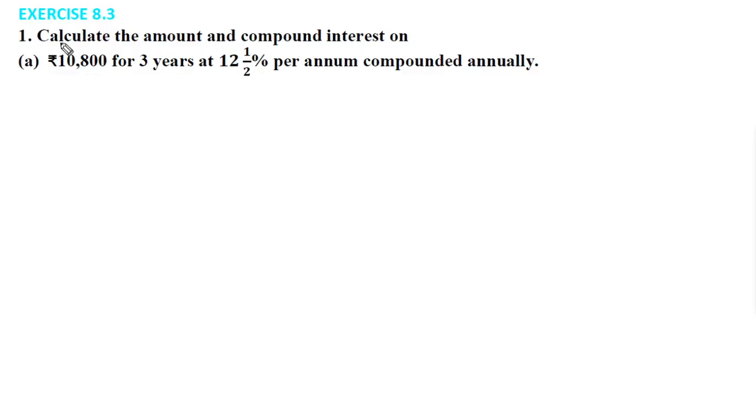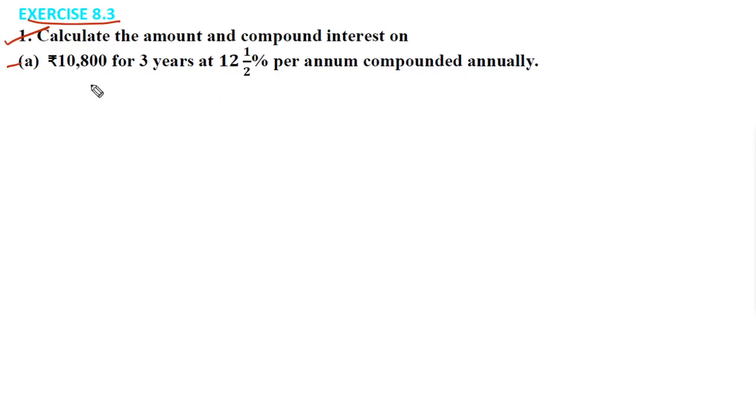So today we are going to discuss exercise 8.3. Now we'll start with question number 1a. Calculate the amount and compound interest on 10,800 for 3 years at 12 whole 1 by 2% per annum compounded annually.